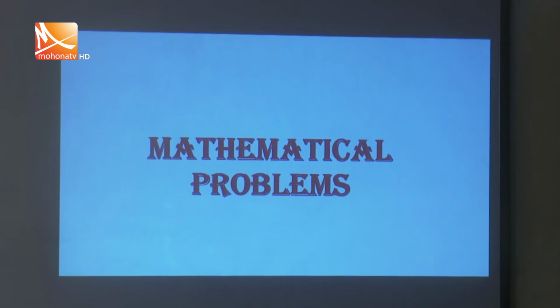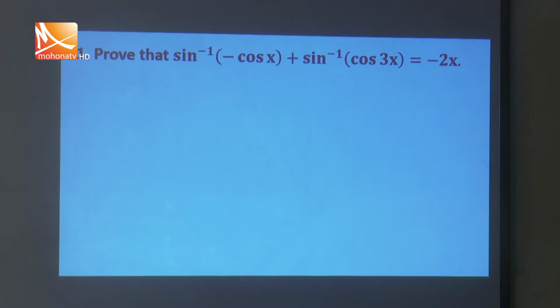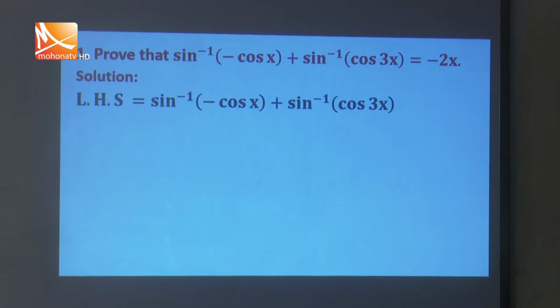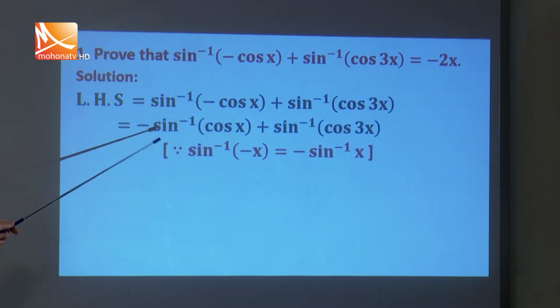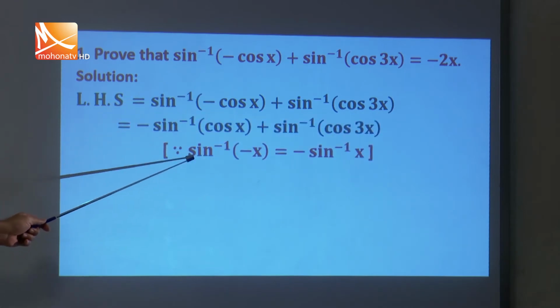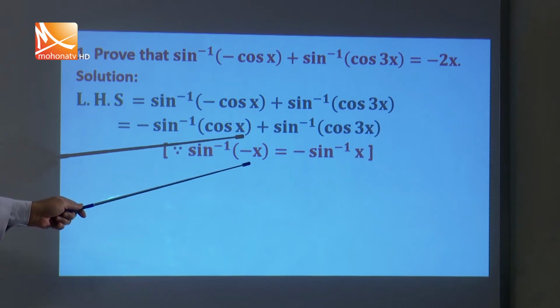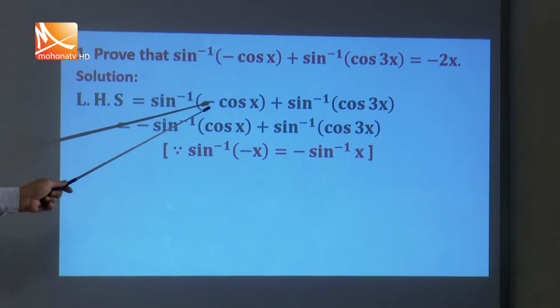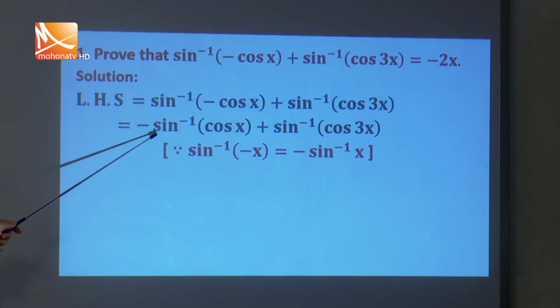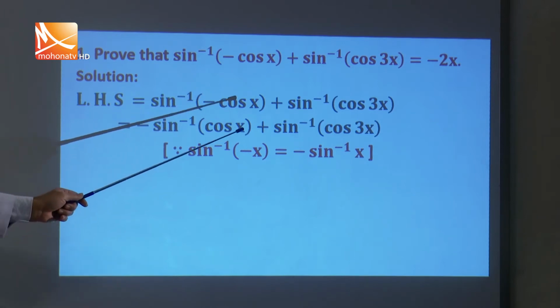Now we'd like to see some mathematical problems. At first we are going to prove that sin inverse of minus cos x plus sin inverse of cos 3x equals to minus 2x. Left hand side, sin inverse of minus cos x plus sin inverse of cos 3x. Sin inverse of minus x equals to minus sin inverse of x. So sin inverse of minus cos x equals to minus sin inverse of cos x, and sin inverse of cos 3x.